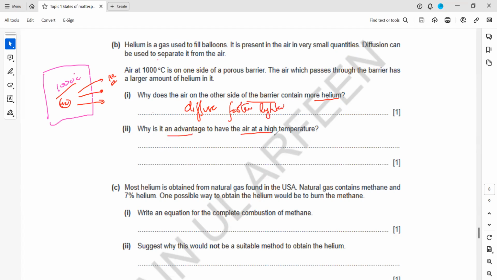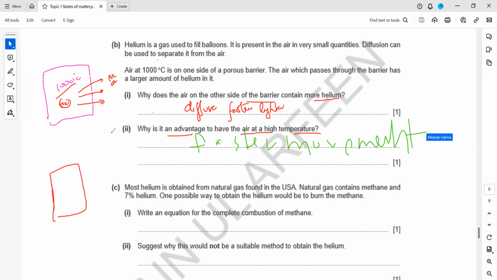What is the advantage of having air at a high temperature? Because on one side the barrier is present. If it was porous all around, then on every side we would have helium. But since the porous barrier is on one side, with the opening on one side, that's why helium will diffuse to that side. Diffusion occurs more quickly, that's right, because at high temperature, particles move faster.